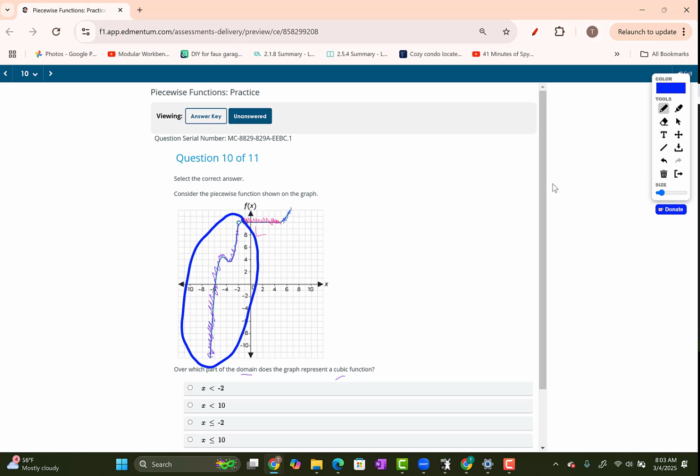right here. So really the question becomes now, what is the domain for the portion that's circled in blue? Recall that domain refers to the x values of the graph. So we need to start right here at this open dot. So what is the x value for that open dot? Well, we look straight down and we can see the x value is -2.